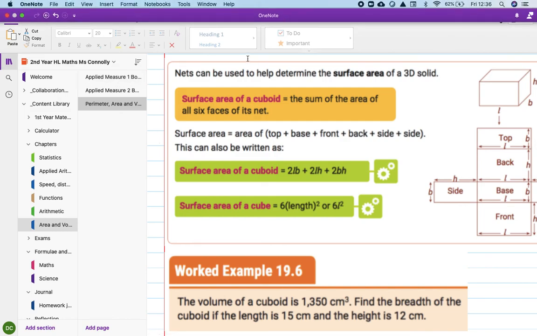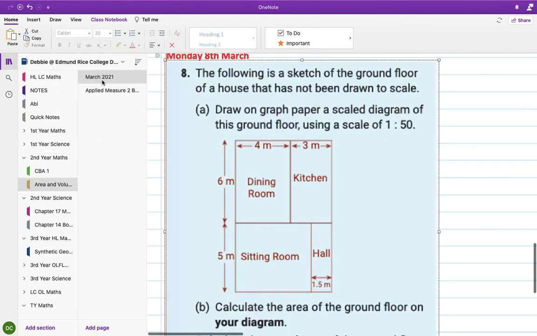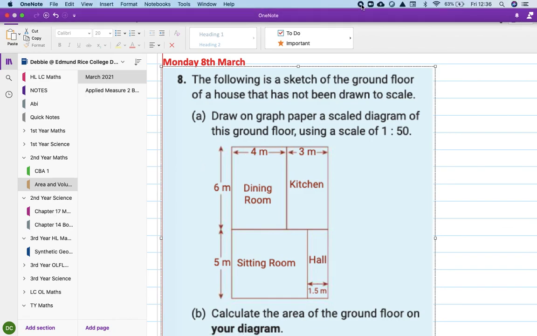Okay, so homework for Wednesday is the floor plan on the scale diagram. All right, let me know if you run into problems.